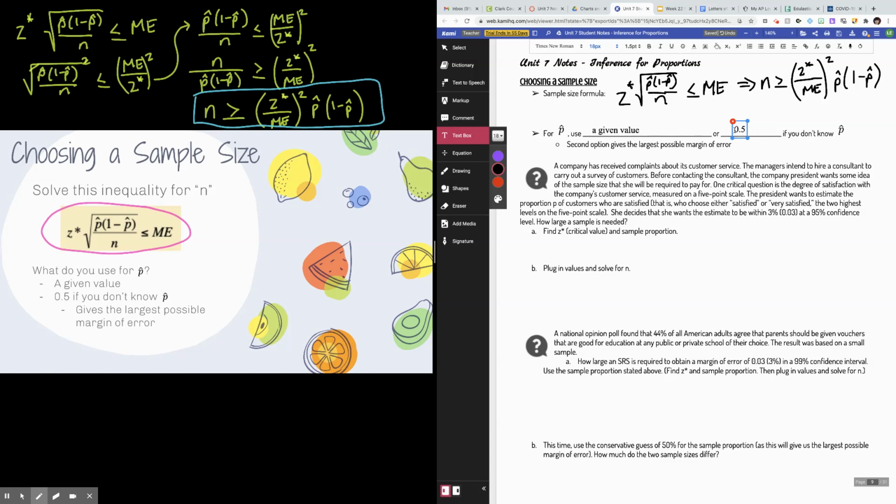Because if p hat is 0.5, you're going to end up within your fraction with 0.5 times 0.5. Any other value will give you a slightly lower product than 0.5 times 0.5, right? So because of that, 0.5 as p hat is going to give you the largest possible margin of error. So you definitely will be able to hit your desired margin of error, right? It's going to give you the largest possible sample size, essentially.